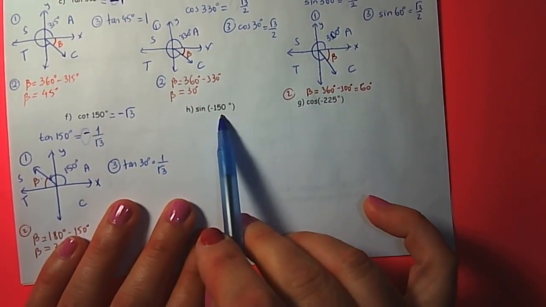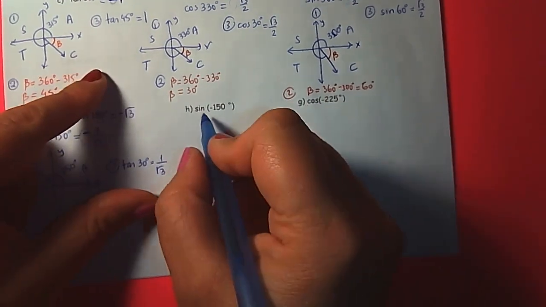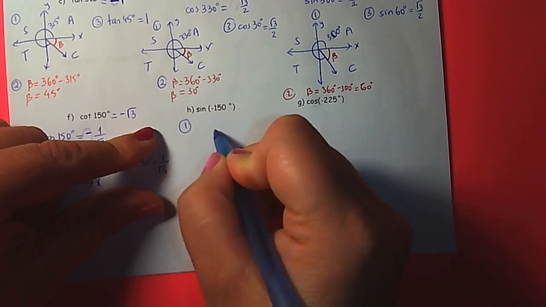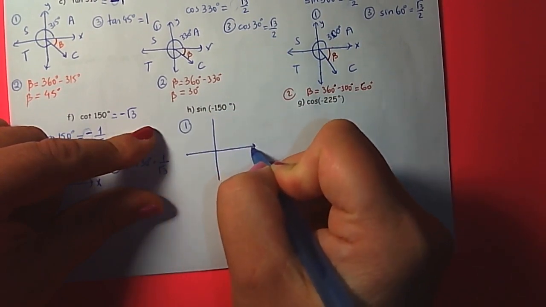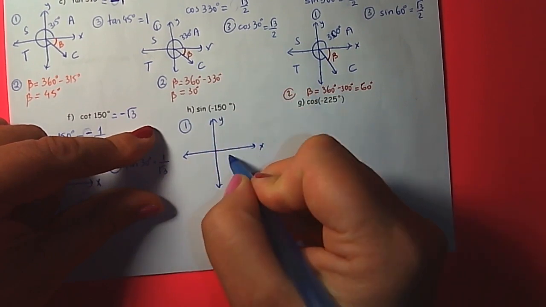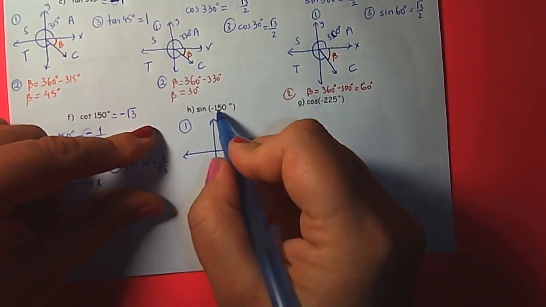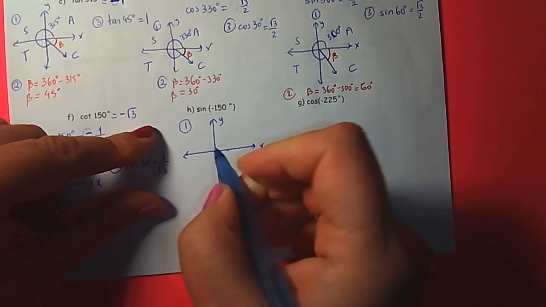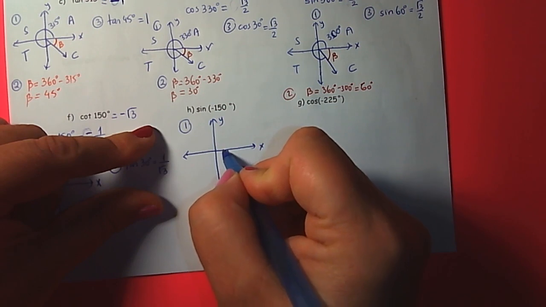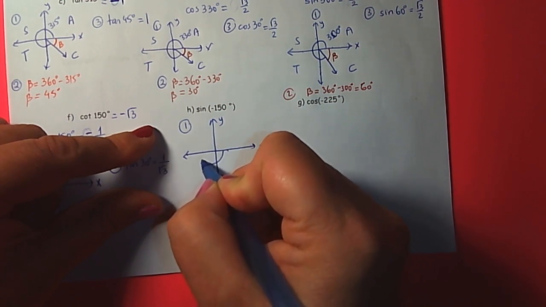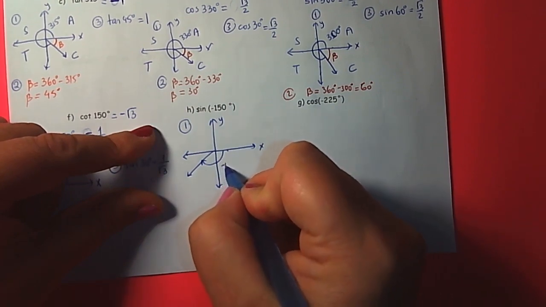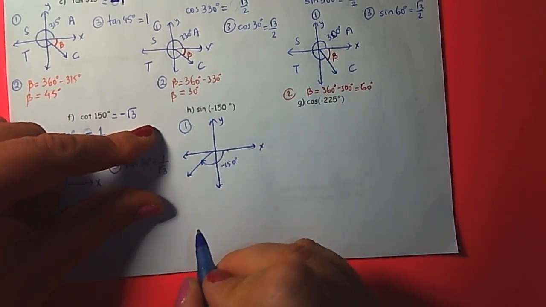Now we have two negative angles here. Okay, H is sine negative 150. So step 1, sketch the angle. So since it is a negative angle, we need to go in the clockwise direction. So this would be negative 90, this would be negative 180. So negative 150 is somewhere here. Okay, so that is negative 150 degrees.